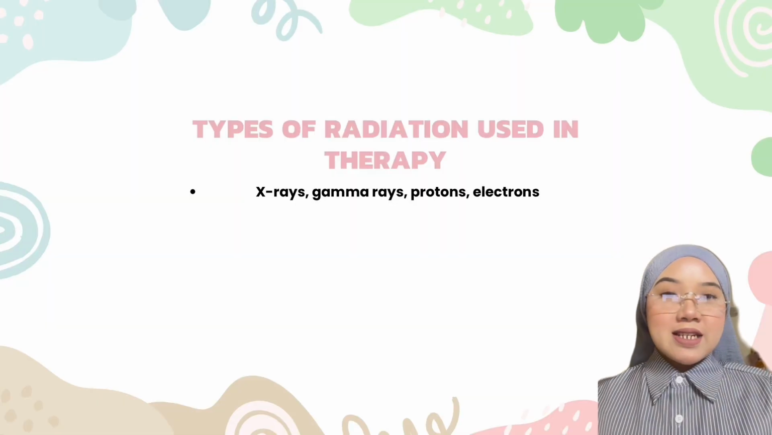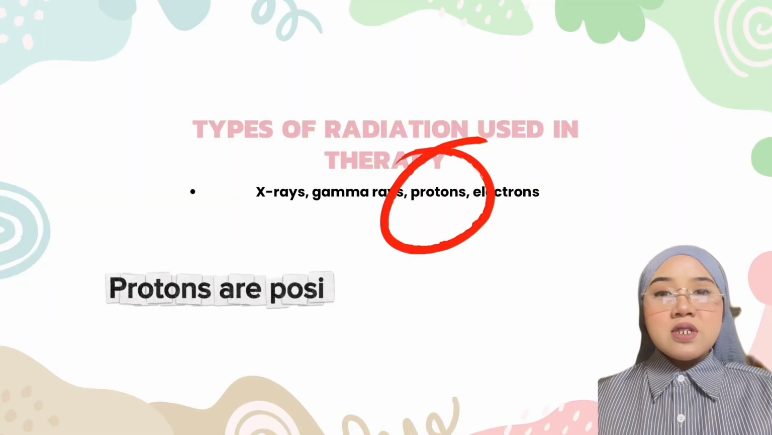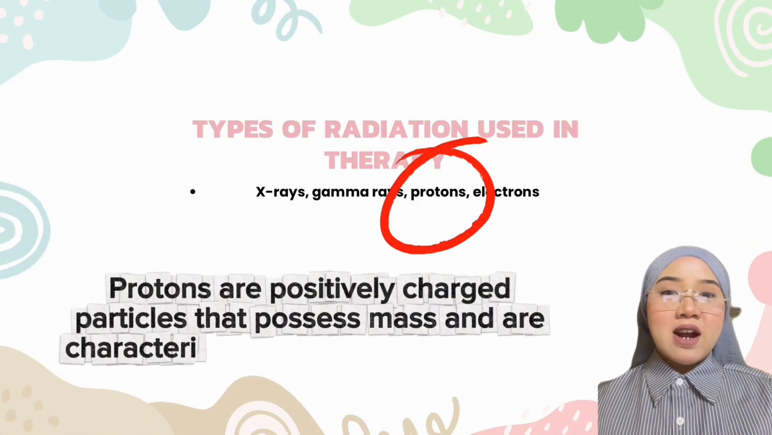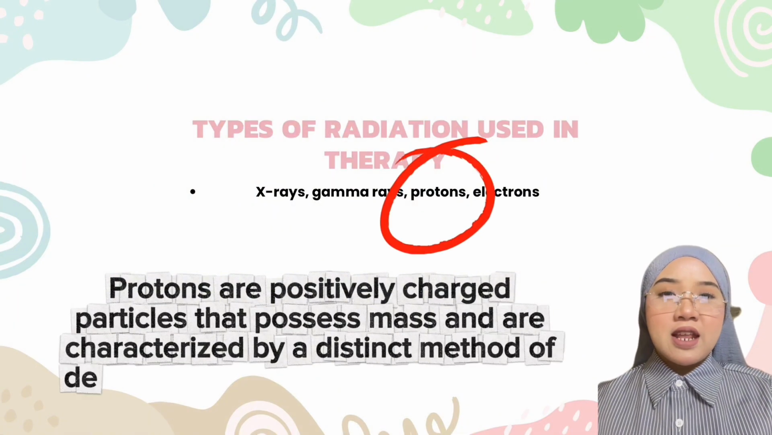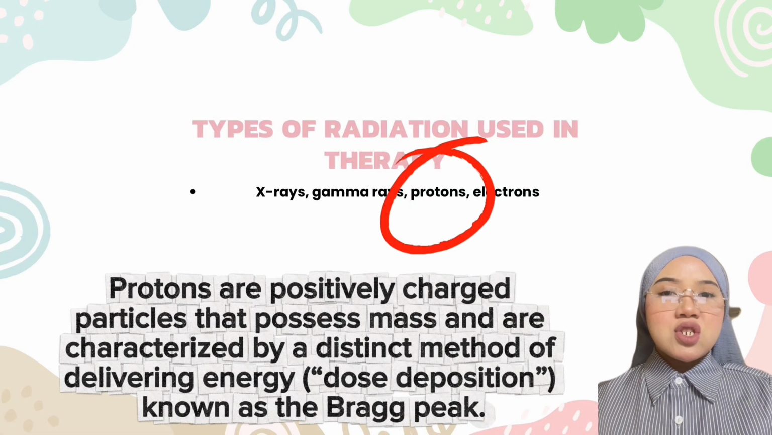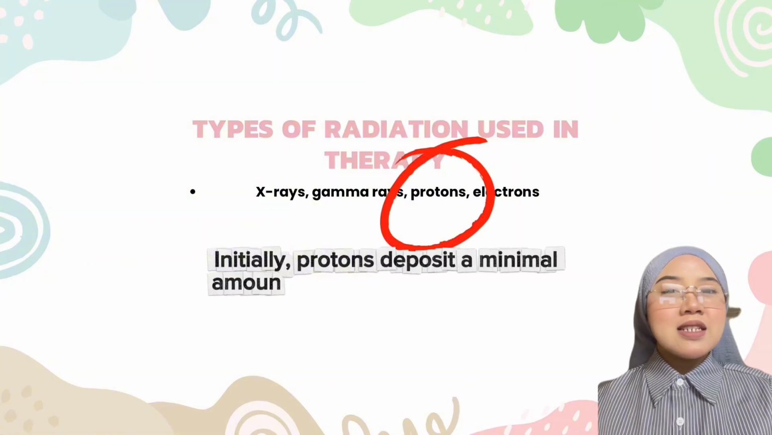Last but not least, the type of radiation used is proton. Protons are positively charged particles that possess mass and are characterized by a distinct method of delivering energy, or dose deposition, known as the Bragg peak. Initially, protons deposit a minimal amount of energy when they enter the body.